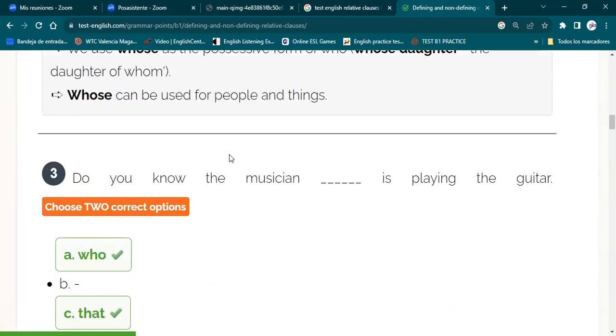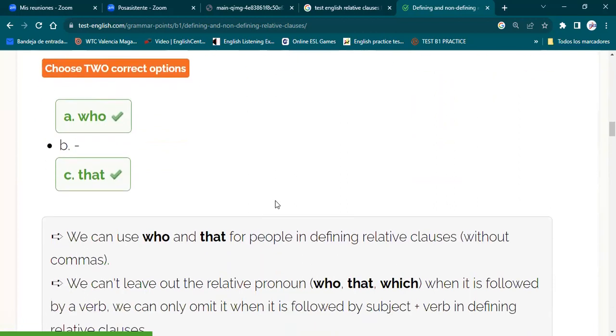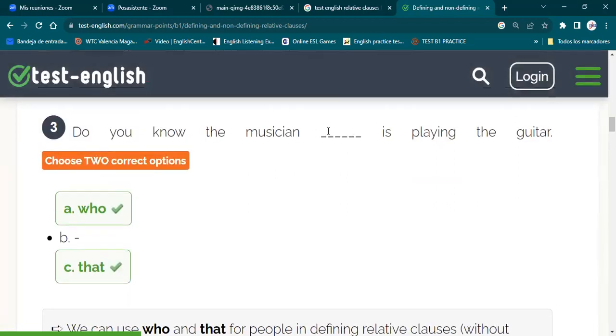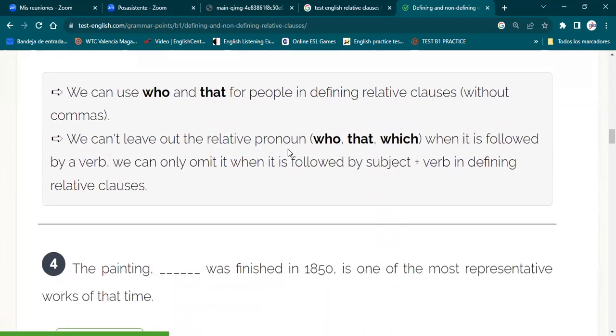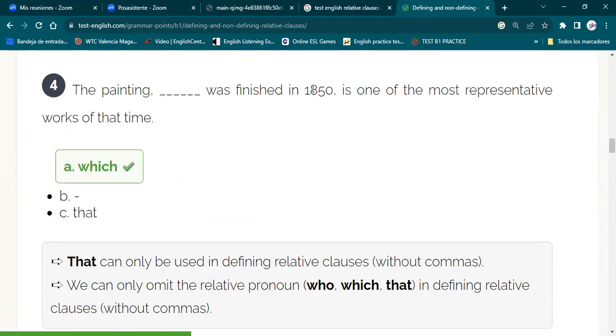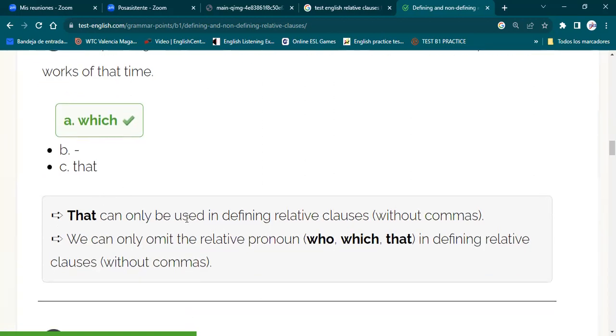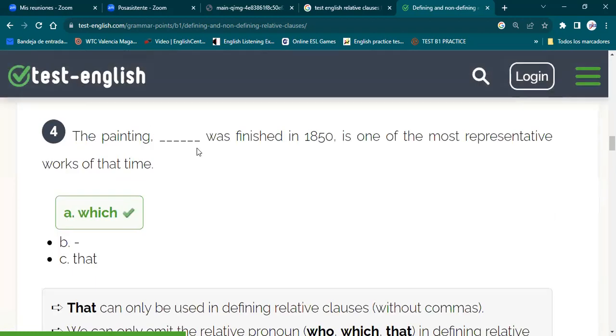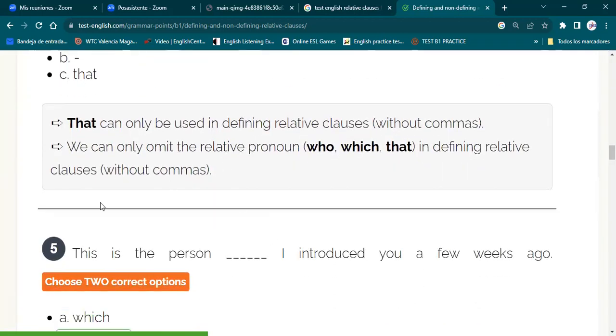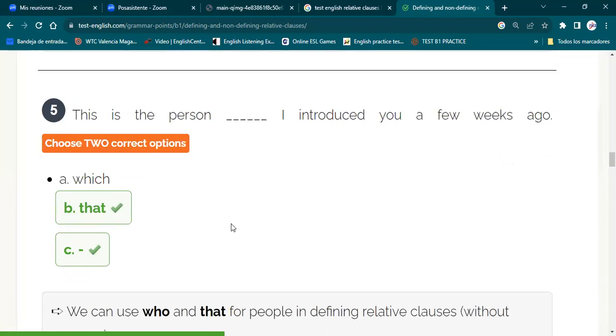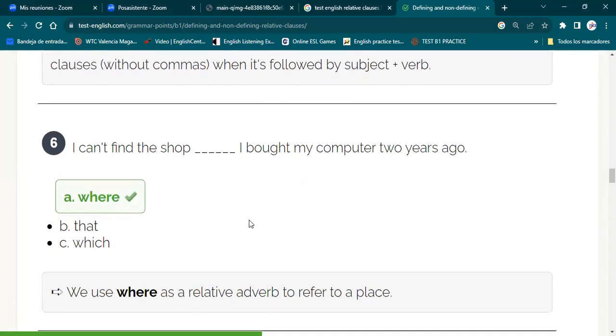Okay. Do you know the musician who and that? Good. Here, if we put nothing, there is no subject. The painting, which was finished in 1850, is one of the most representative works of that time. That can only be used in defining relative clauses, no commas. And here we have one comma and another comma, okay? So we can only omit this without commas. This is the person that or nothing, correct.